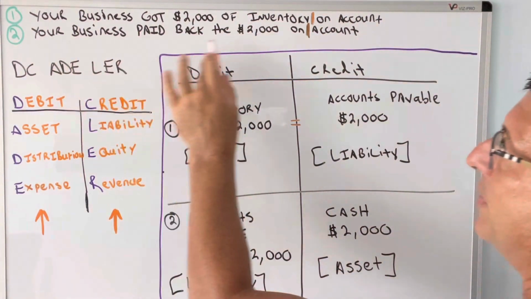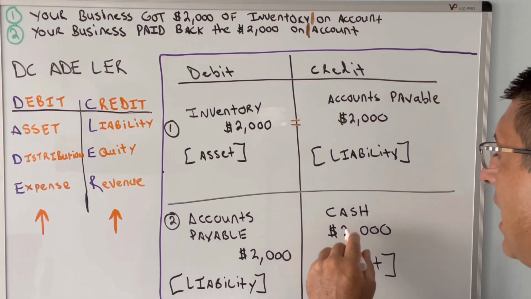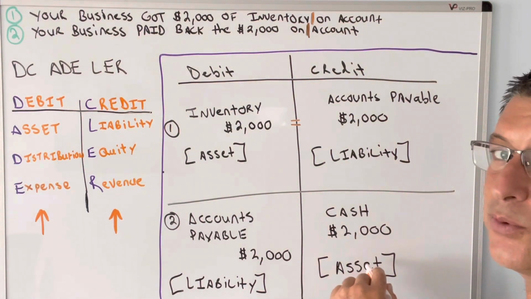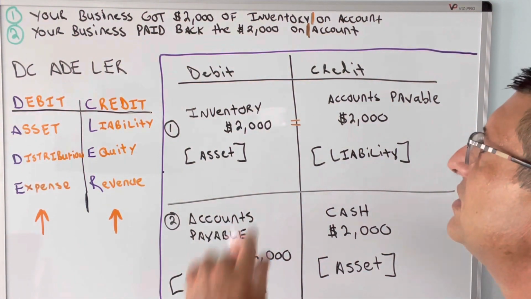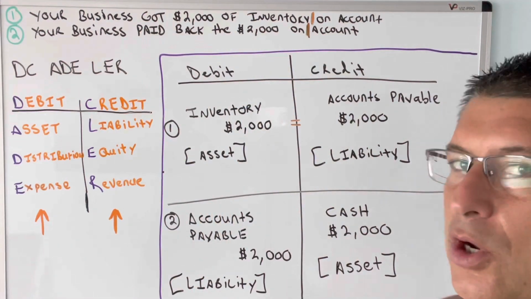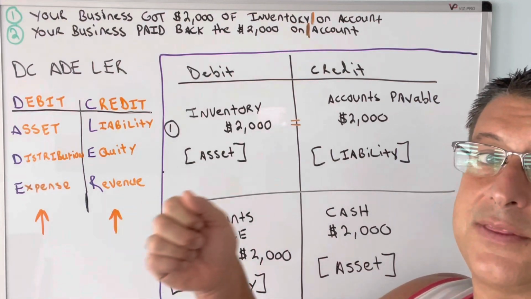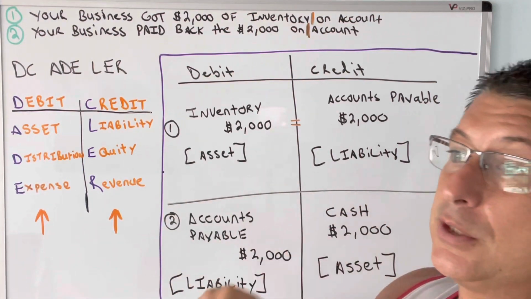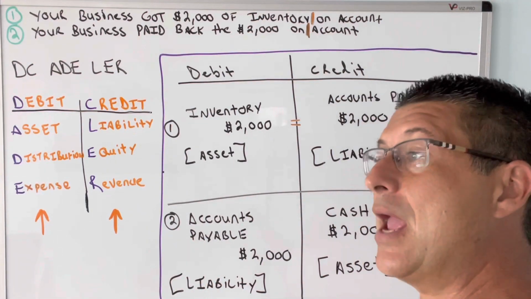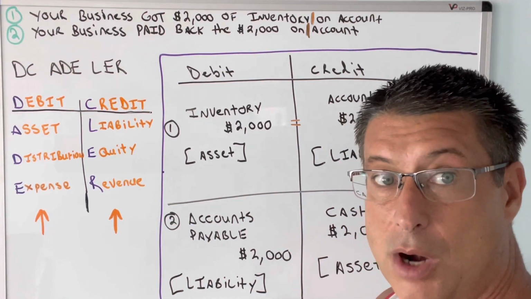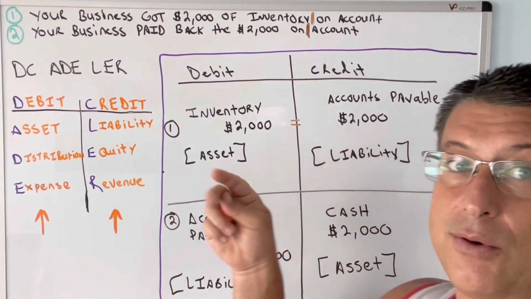So look, your business paid back the $2,000 on account. So you have your cash for $2,000, which is an asset, decreasing in value. Now what's the second half of that? On account. So basically, in the first one, you got the inventory, you got the goods from the plug on account. You said, hey, I'll pay you back later. So that created what? The accounts payable account that went up.